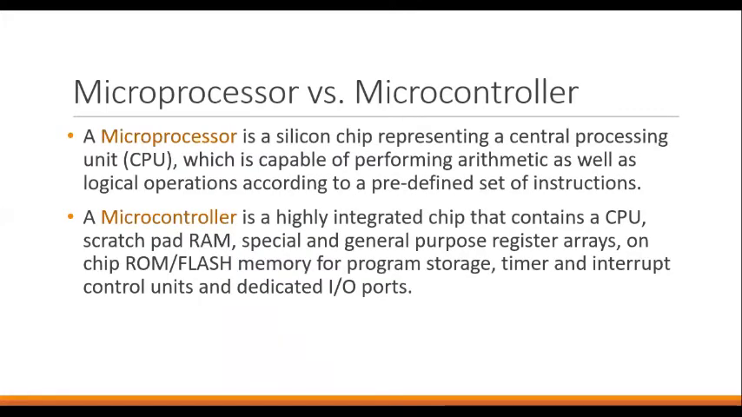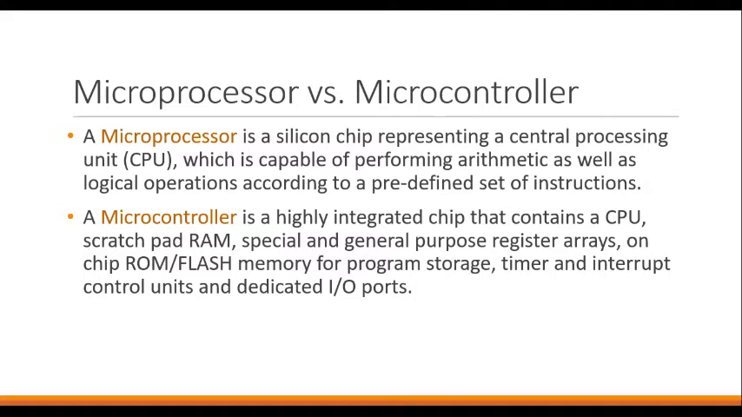A microprocessor, as we have discussed previously, is a chip representing a CPU, central processing unit, which is capable of performing arithmetic as well as logical operations. That means there is an ALU inside it, according to a predefined set of instructions. So what we have to understand is that a microprocessor is just a processor on a single chip. On the other hand, a microcontroller has a CPU along with all other things for a computer to function on its own, and all these things are integrated on a single chip.